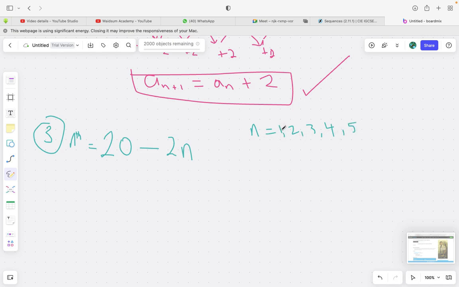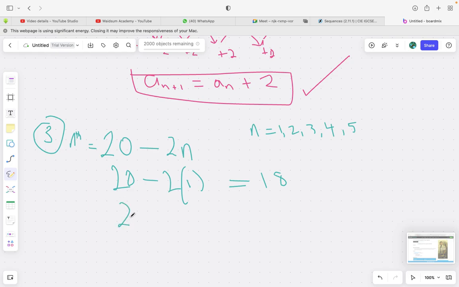When n is 1, let's get the first term. You say 20 minus 2 times 1. 2 times 1 is 2. So 20 minus 2 is 18. So we get 18 as our first term in the sequence.